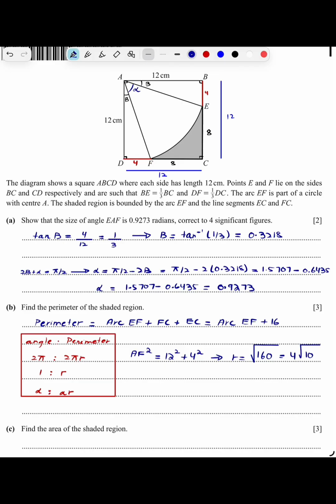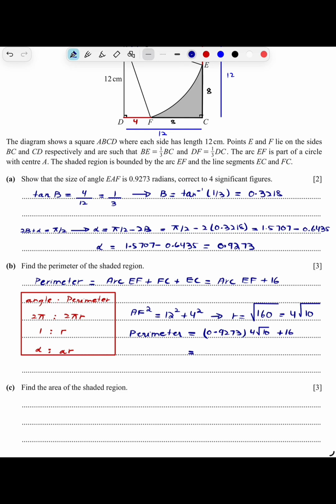Okay, so therefore my perimeter is going to be alpha, which was 0.9273, into the radius, which is 4 root 10, plus 16. Okay, so this will become 11.73 plus 16, so therefore we have 27.73. Yay, done.